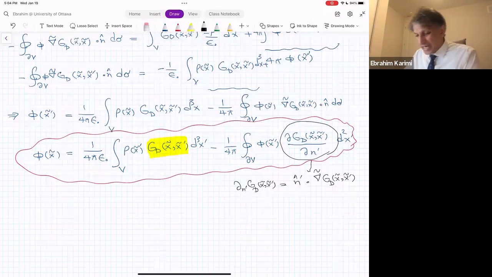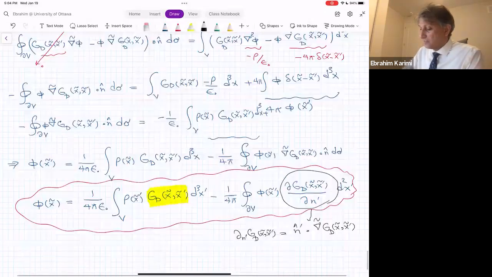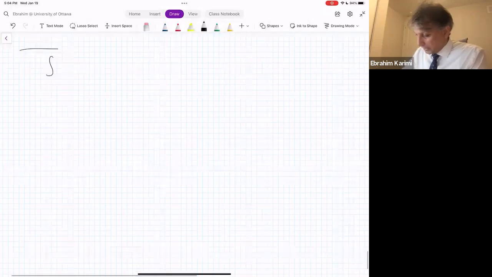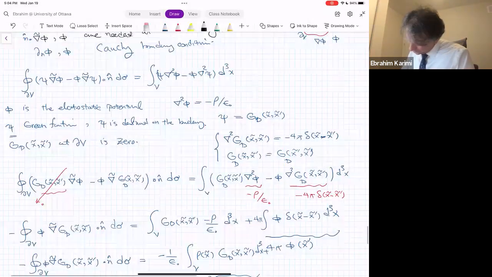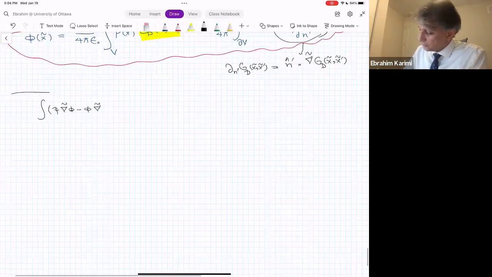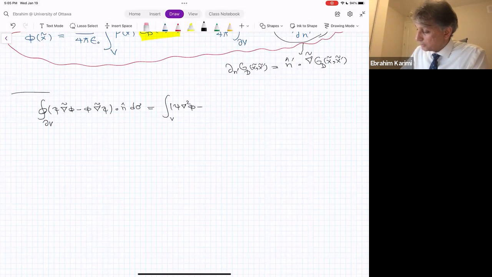What is the Neumann boundary condition? Exactly the same formalism. You will write the green functions, you will write the green theorem, which is the integral of, I think I started with psi, right? Yes, I started with psi. Psi gradient of phi minus phi gradient of psi dot n d sigma, that's on the surface, equal to the integral of psi Laplacian of phi minus phi Laplacian of psi d3x. Good.